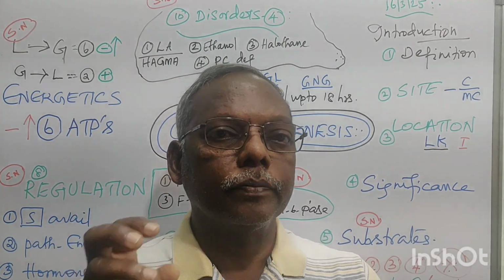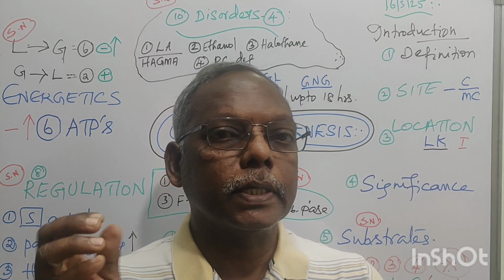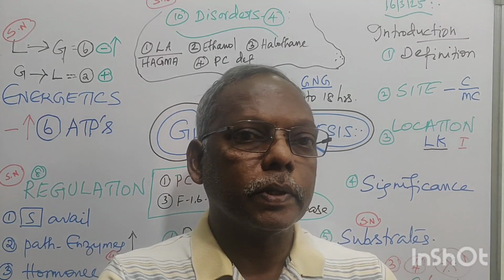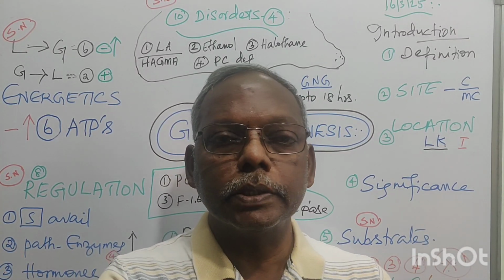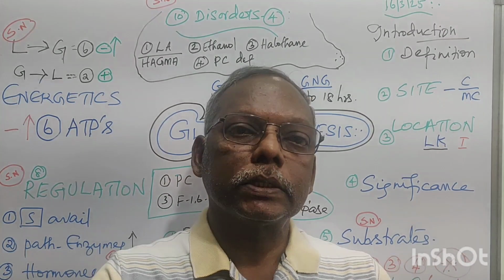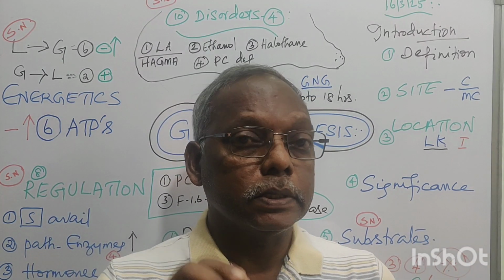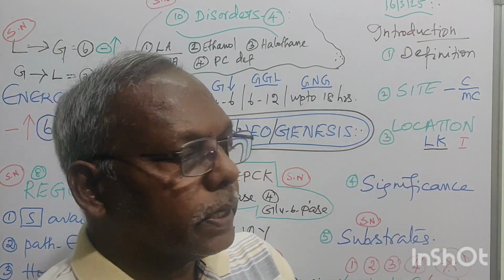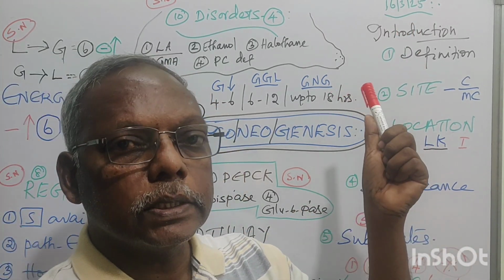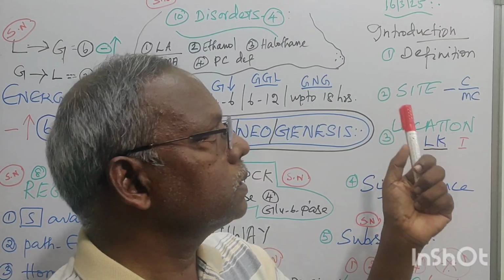Gluconeogenesis, that is production of new glucose, right? From the non-carbohydrate substances. If the glucose is available, there is no place for gluconeogenesis. If there is no glucose, our body will try to synthesize glucose from available non-carbohydrate substances. This is very important, right? So the definition is synthesis of glucose from non-carbohydrate substances.